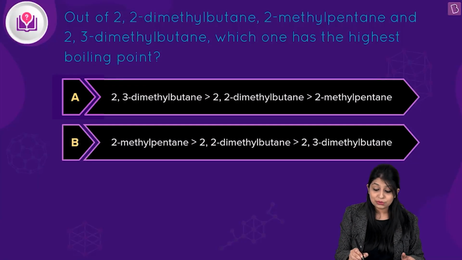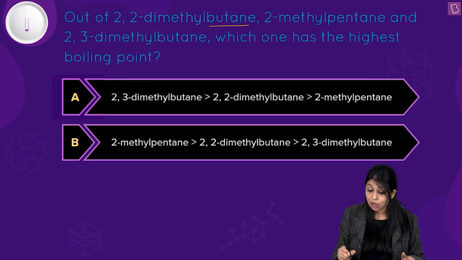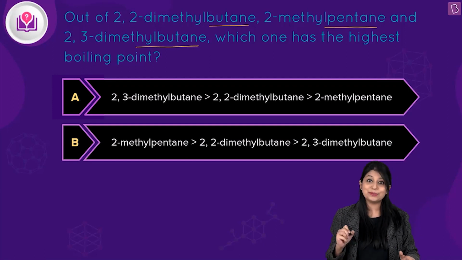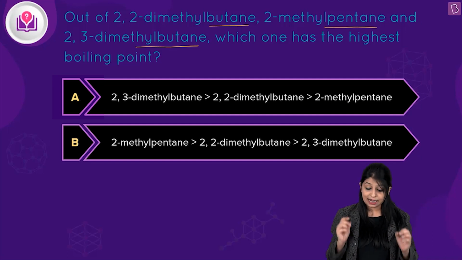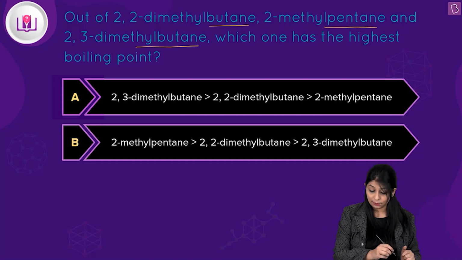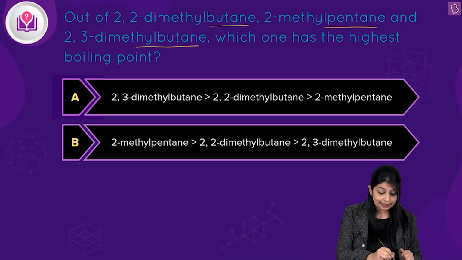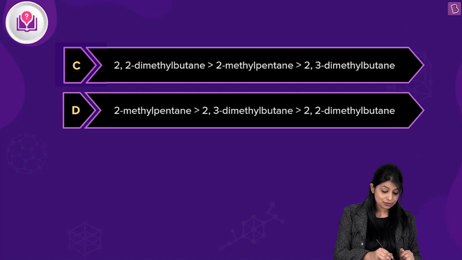Out of 2,2 dimethyl butane, 2 methyl pentane, and 2,3 dimethyl butane, which one has the highest boiling point? And we have been given the decreasing order of the boiling points among these three in the 4 options. So what does boiling point depend upon?